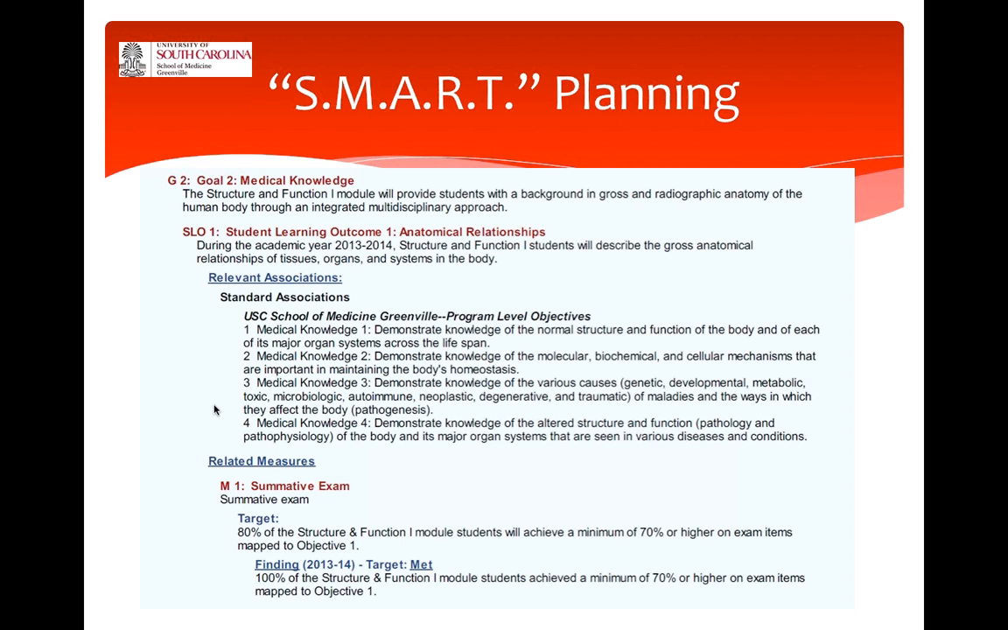So with this extensive mapping, we're able to see, for example, everywhere in the curriculum where medical knowledge 1 is addressed. And then, of course, how it was measured, what the target was, and ultimately what the student learning outcome was. And we're able to make modifications based on that. So that's just a general overview of how we structured the planning process and how we map those things to create some relevance.